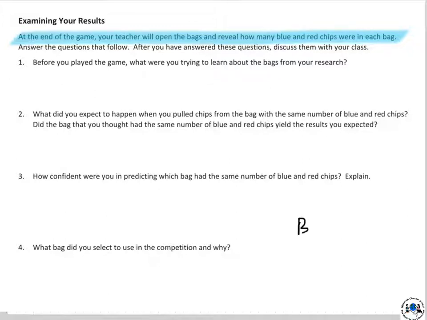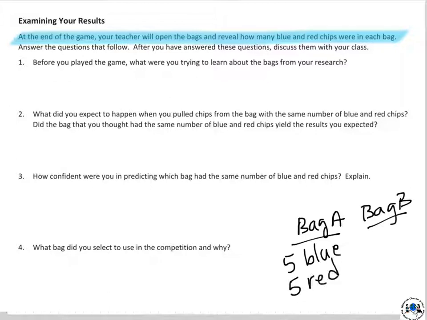We had bag A, and then we had bag B here. In bag A, there were 5 blue and, as promised, 5 red. So there was a 1-to-1 ratio. Now in bag B, there were but 3 blue and a whopping 9 red. So yeah, the odds were highly on the red being chosen in bag B. Now you know what was actually in the bags.